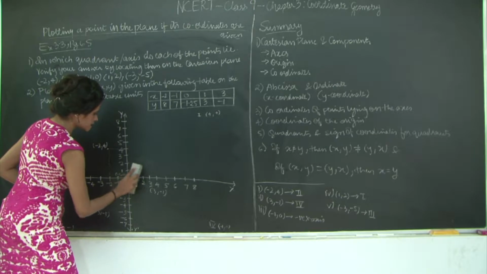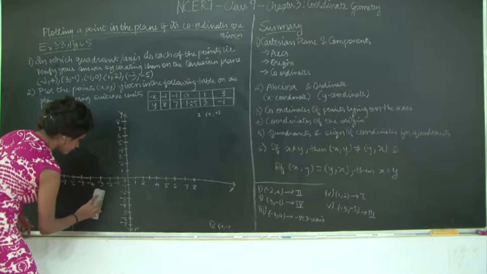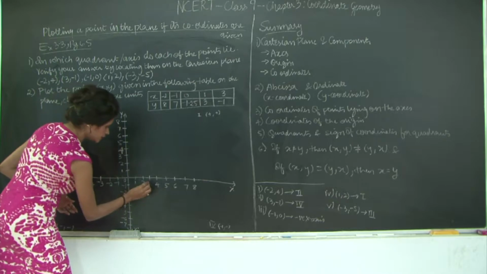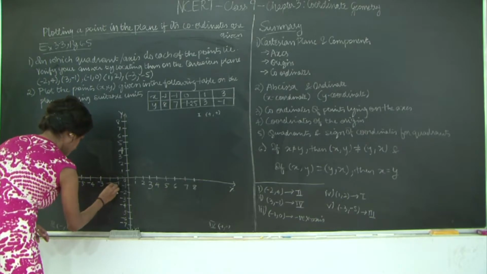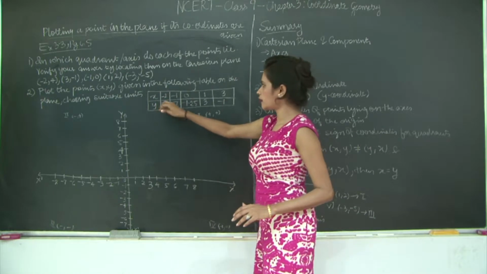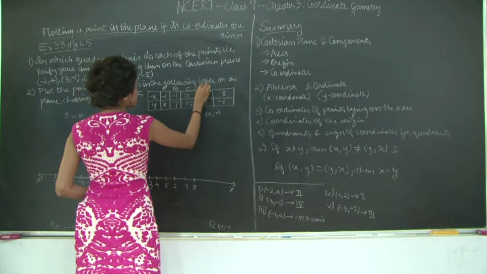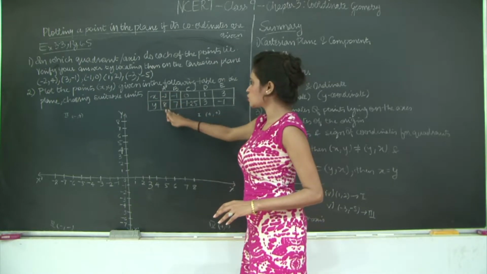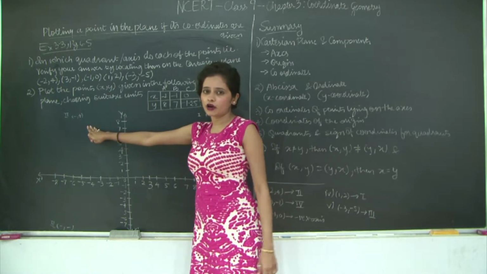I'll use the same Cartesian system for plotting points of question number 2. So this is point (4, 3). We need to plot these points where x, y are the coordinates. So I'll say this is point A, this is point B, this is point C, this is point D, and this is point E. So what are the coordinates of point A? We have (-2, 8). Now (-2, 8) is negative x coordinate and positive y coordinate. Therefore it will lie in my second quadrant.